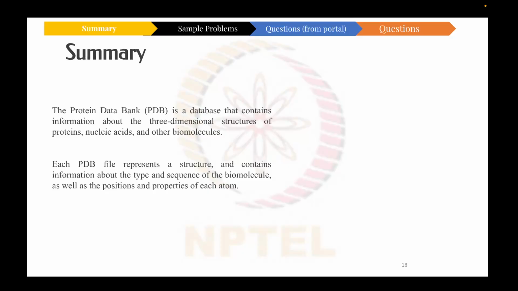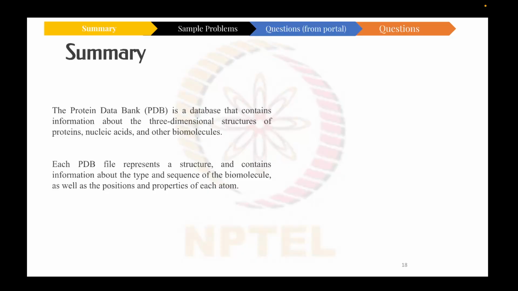Now that we know there are techniques available to generate the structure of a protein, how do we access it? Is there any database of proteins? Here we have the Protein Data Bank, which is a database that contains information about the three-dimensional structure of proteins, nucleic acids and other biomolecules. The PDB is a key resource for researchers in structural biology, biochemistry and biophysics, and it provides access to the experimentally determined structures of proteins and other biomolecules.